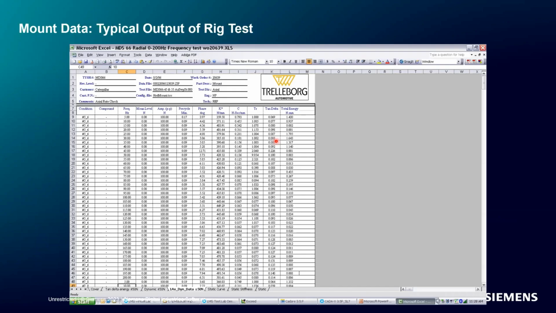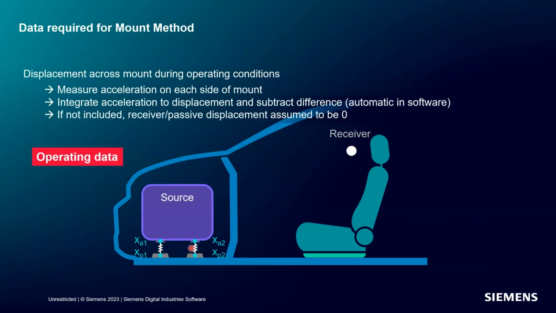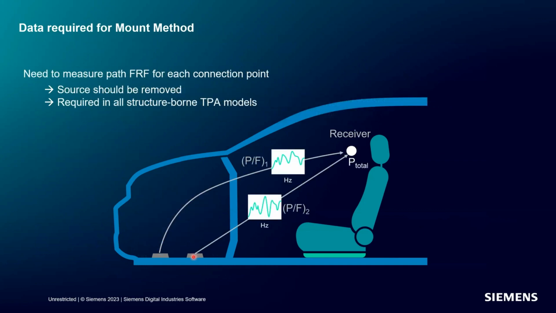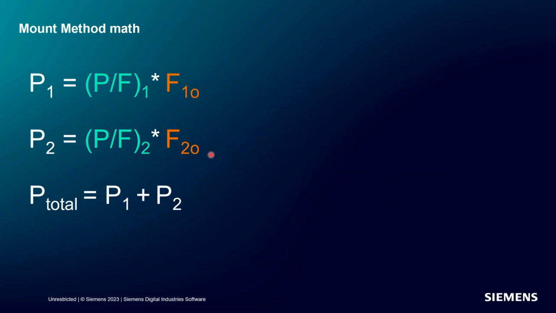Let me just show that here really quickly. So we've got acceleration now on both sides of the mounts, active and passive sides. We have the mount stiffnesses, we have the P over Fs. So that means the force is going to be the active minus the passive vibration, done in displacement, times the mount stiffness. And all these are functions of frequency, times the P over F, right? So we get our operational forces in a different way there.